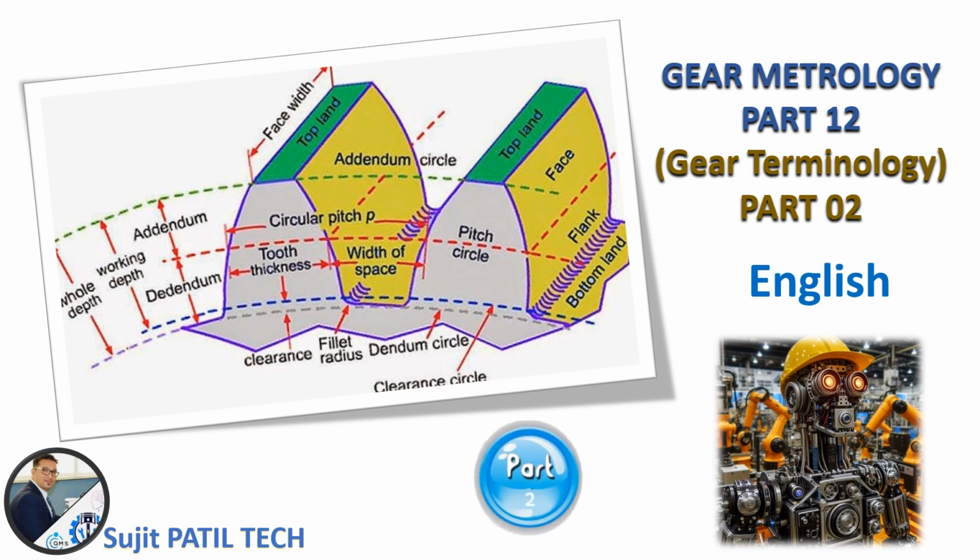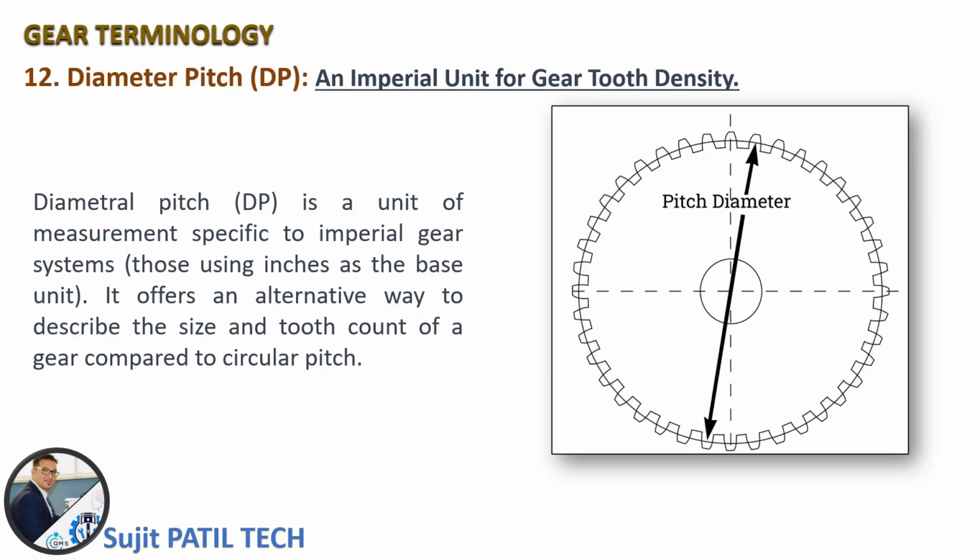So let's get started. 12. Diametral pitch (DP): an imperial unit for gear tooth density. Diametral pitch is a unit of measurement specific to imperial gear systems, those using inches as the base unit. It offers an alternative way to describe the size and tooth count of a gear compared to circular pitch.